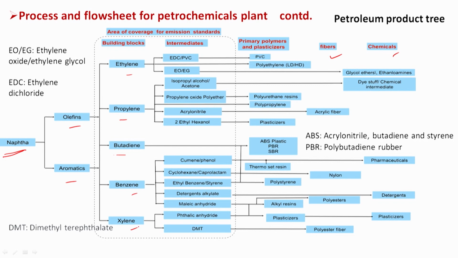Similarly, from the xylene we can get phthalic anhydride, DMT, that is dimethyl terephthalate, and then plasticizers, and we can get polyester fiber. So, these are the different products we can get from naphtha. So, this is the petroleum product tree which is generated in the petroleum complex, petrochemical complex.